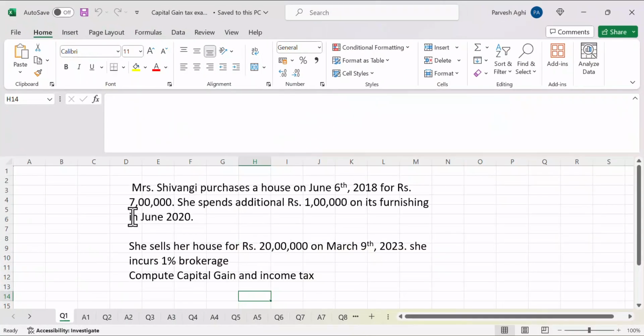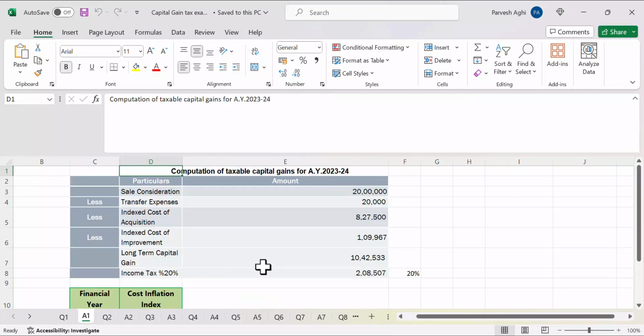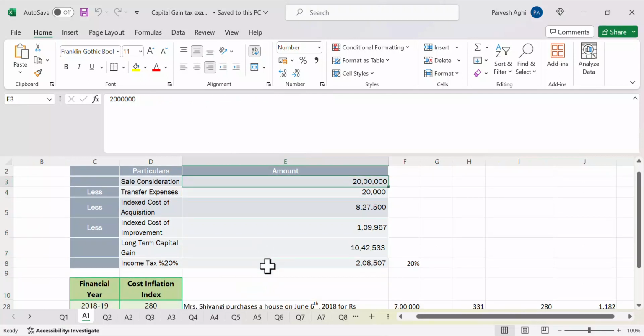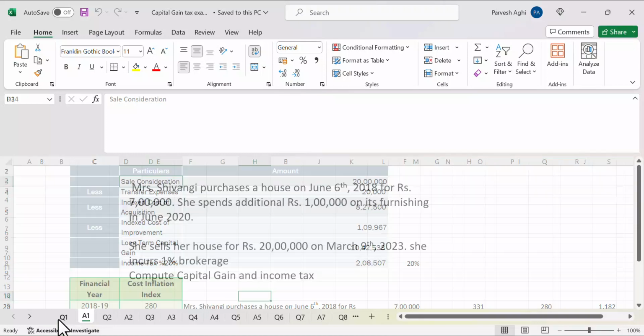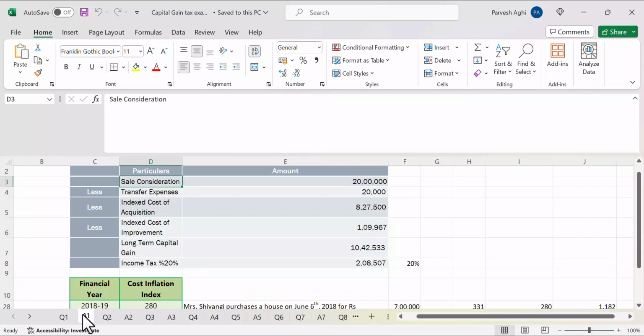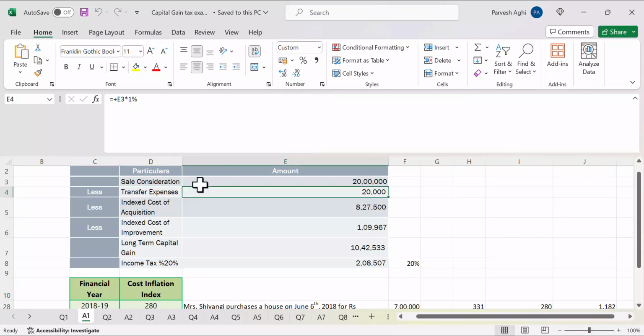Okay, was this the question? So the question was basically: Shivangi purchased the house for rupees 7 lakhs. She spends an additional 1 lakh on its furnishing. She sells the house for 20 lakhs. So if you see the answer, sale consideration is 20 lakhs and transfer expense is 20,000.